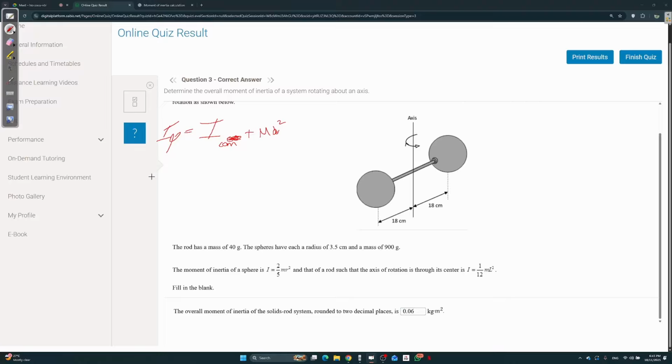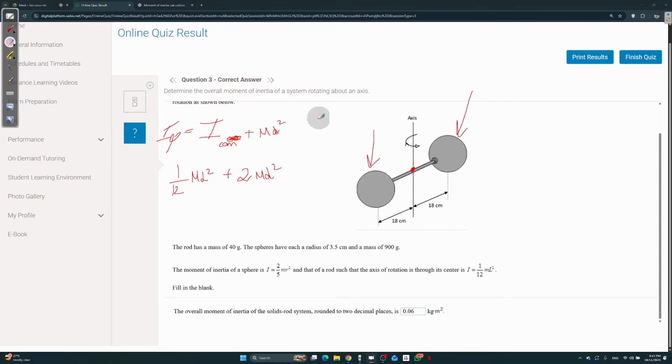So I center of mass is the rod, and it's over here. That's 1 over 12 ml squared plus md squared. We have two spheres, so we're not going to do it for one only. We're going to do it for two. So 2 times the mass of each one, d squared.